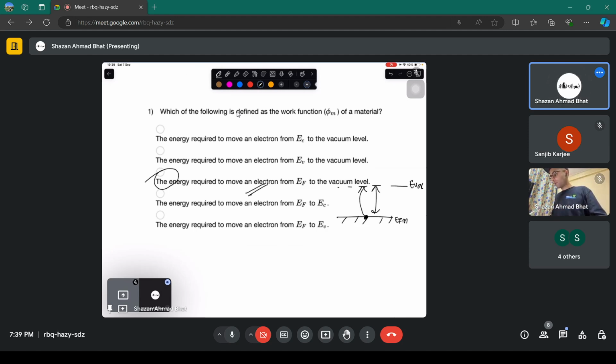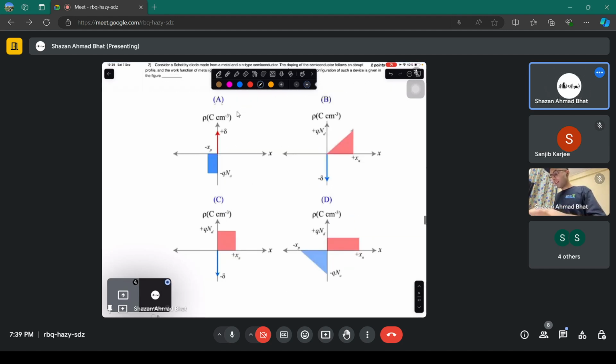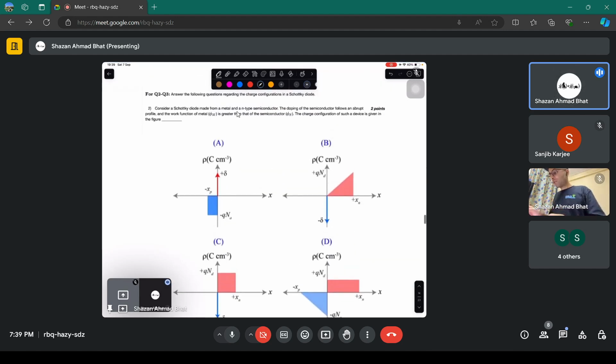That is the answer of this question. Okay, what we have discussed already. Here you have the Schottky diode, that means a metal plus semiconductor contact, a metal-semiconductor junction. Consider the Schottky diode made from a metal and an N-type semiconductor. So you have a semiconductor which is N-type, and you have a metal here.